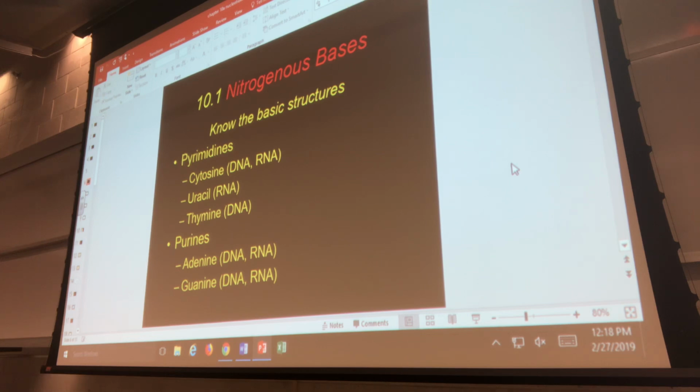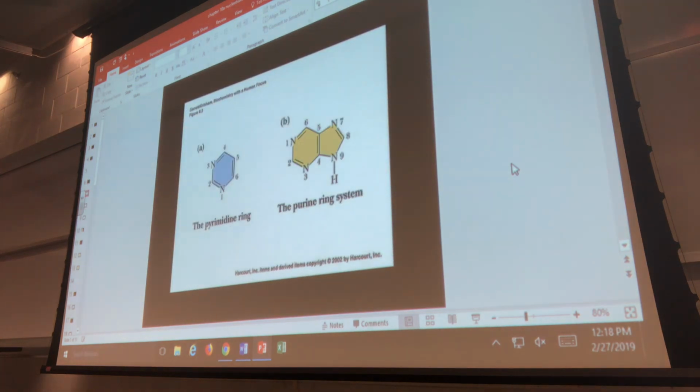So the very first thing you need to do when you're studying from this point onward is memorize these nitrogenous bases. Let me pull up a picture. Well, actually a category thing first. Your nitrogenous bases can be split up into 2 categories, pyrimidines and purines.